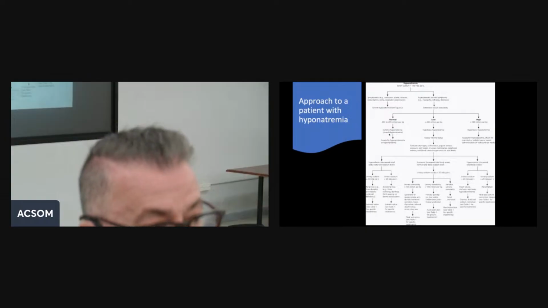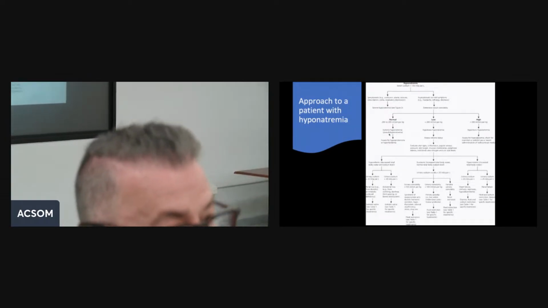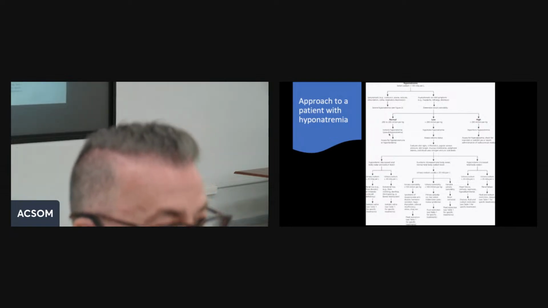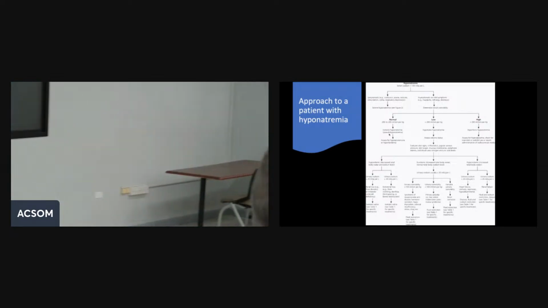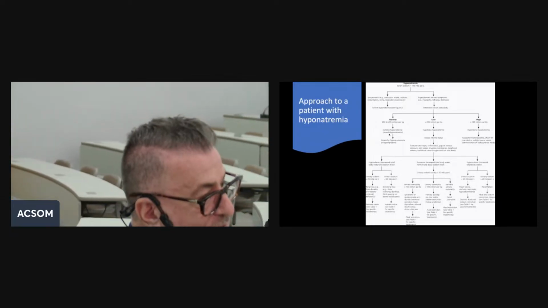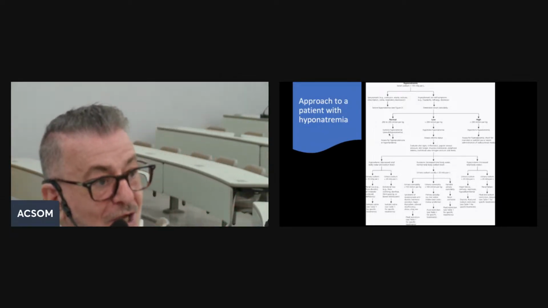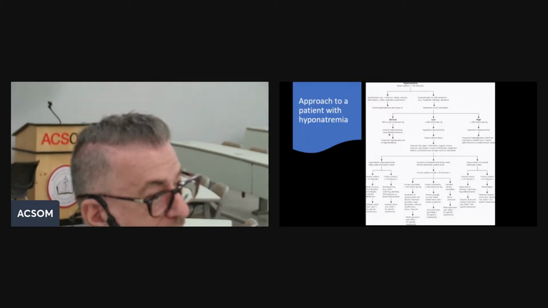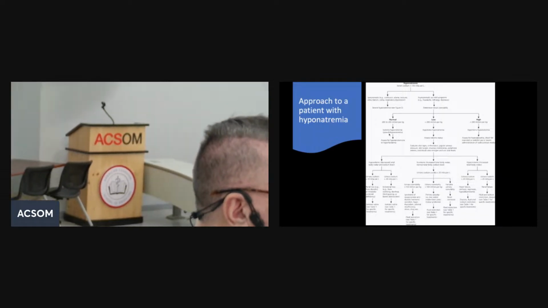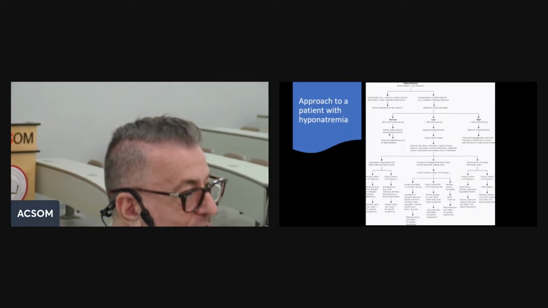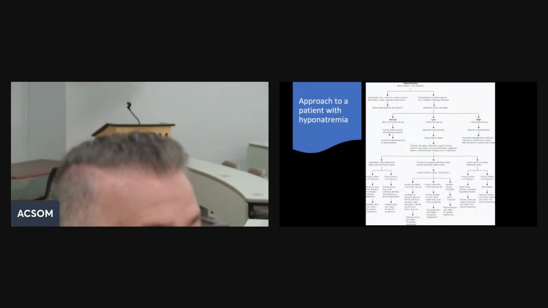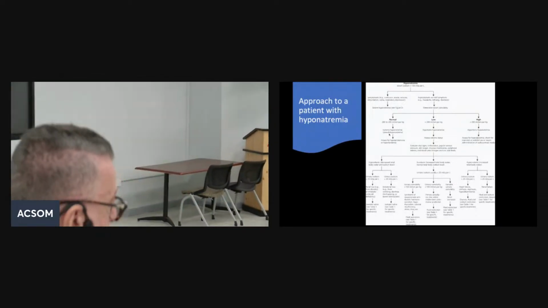And euvolemic is somebody who has hyponatremia, but you look at them, they look normal. They don't have too much fluid on board. They don't look dry either. So these are the three options when you look at somebody. You immediately should make that distinction. Hypervolemia, a lot of edema, they have fluid on board. Hypovolemia, they look kind of tired, the mucosa is dry, the blood pressure may be a little bit low. And euvolemic is just normal. They don't have any major issues.